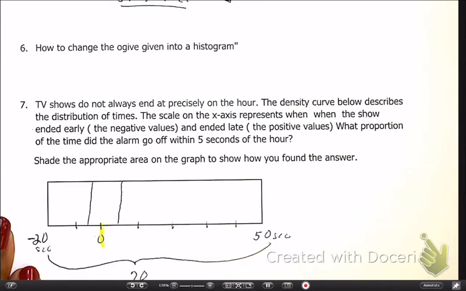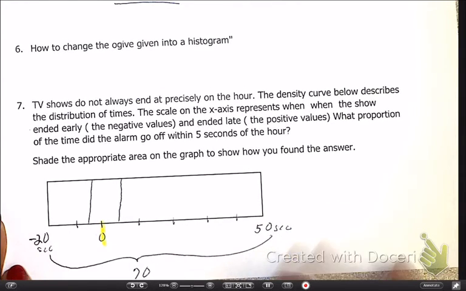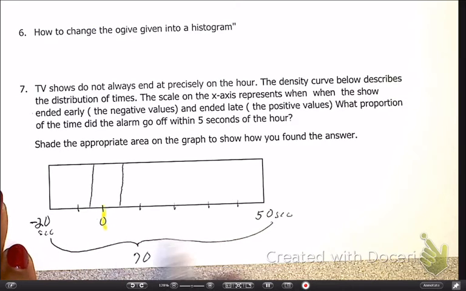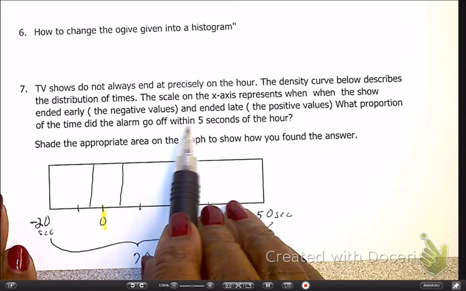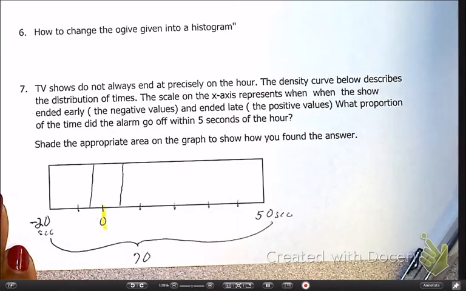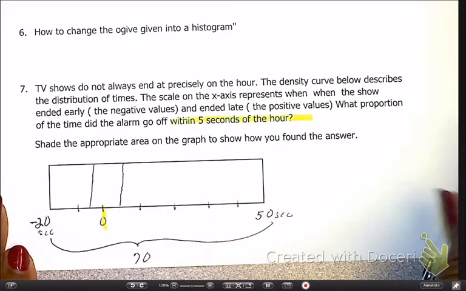Okay, at some point it stopped, and I really don't know when it is, so I'm going to have to do this again. Oh, my goodness. Okay, so I was saying that they want me to go 5 seconds within the hour. So within the hour means plus or minus 5. If they say away from it, it's still plus or minus.